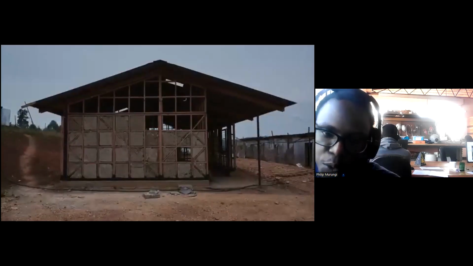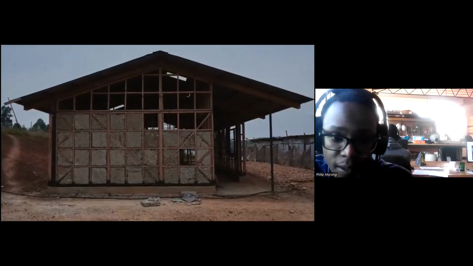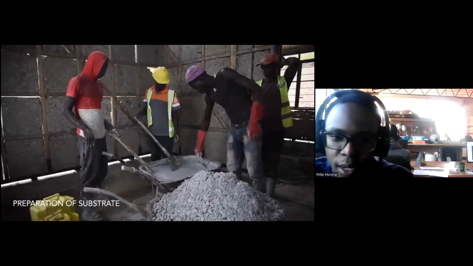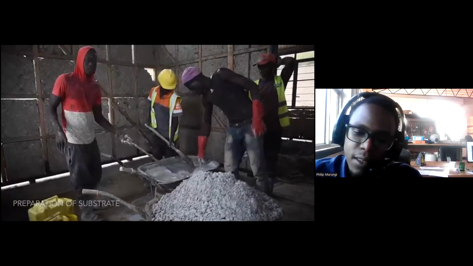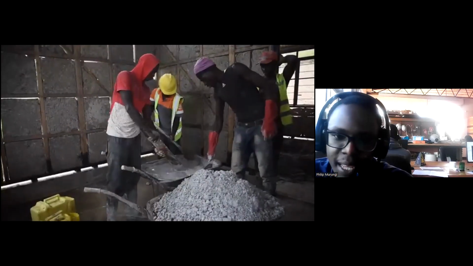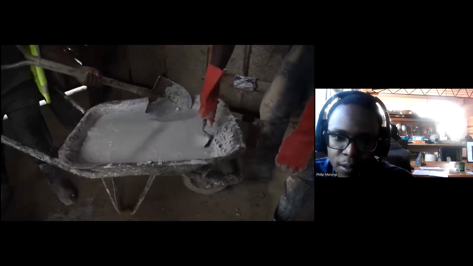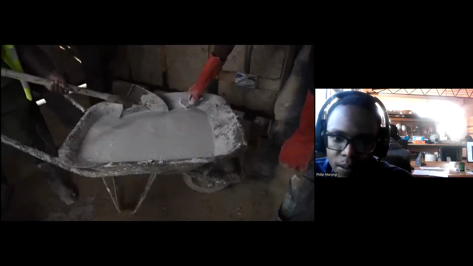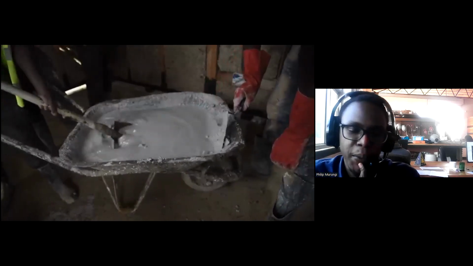Yeah, and now these are the cured blocks placed in the timber frames. And now we coat them with a plaster. The mix we use is about 1:3:12, which is cement, lime, and sand. Still breathable. One of the breathable coatings we use.